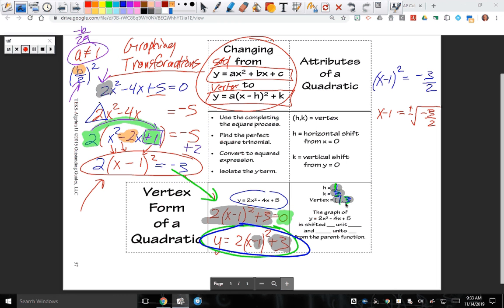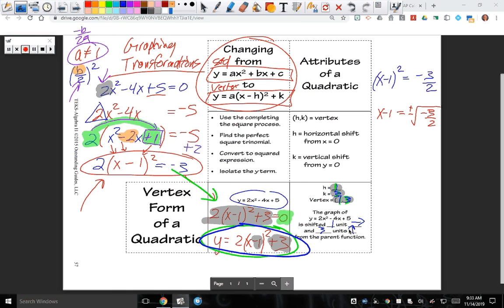The graph of this is shifted. How many units? What do I put? It's shifted. Come on, guys. 1 unit. Right. We'll just put an arrow. And what? 3 units up. Because with y, we follow the rule.